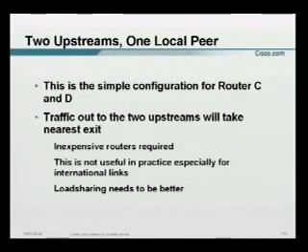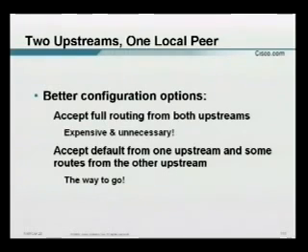Okay? So, as I was saying at the bottom there, load sharing needs to be better. It's not particularly useful for international links, to be honest. The better configuration options, well, the two. You can accept the full routing table from both upstreams if you want to. It's expensive and unnecessary. You don't need 240,000 paths on your router. Well, you can if you want. You know, if you like spending your money on expensive equipment, off you go and do it.